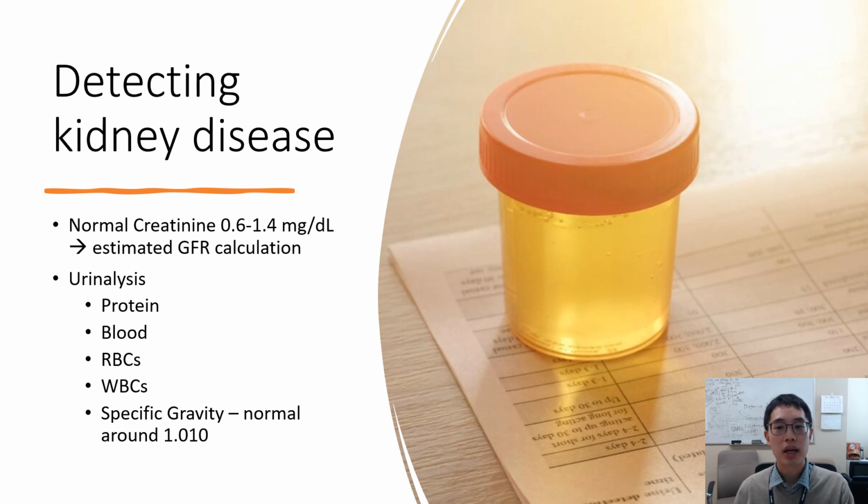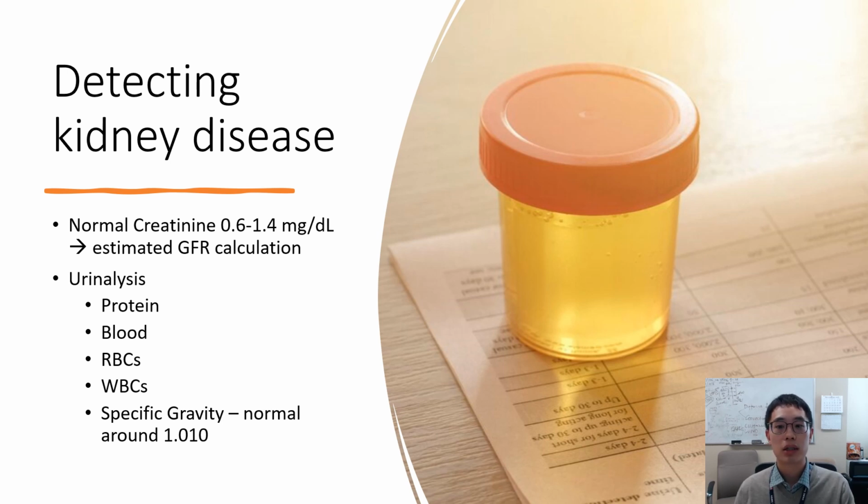The most common way we detect abnormal kidney function is through abnormal creatinine values. As you know, the creatinine value is a good surrogate marker of kidney function, as we discussed in a previous video. The calculations to estimate glomerular filtration rate can help us to get a better idea of what an individual's kidney function is. Additionally, the urinalysis is also helpful to detect specific types of kidney injury.